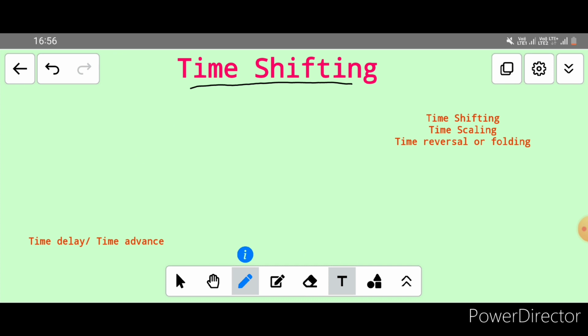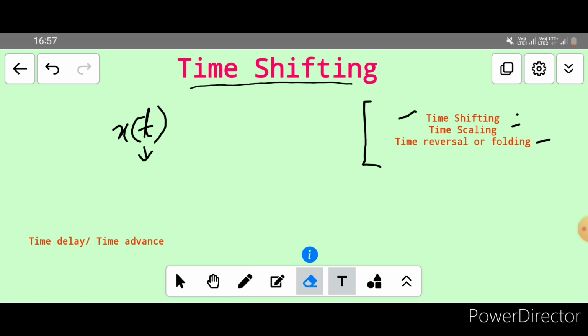Today we are going to learn about what is time shifting of continuous time signal and discrete time signal. Suppose x(t) is a continuous time signal having independent variable time t, then it can undergo some basic transformation in its independent variable, and these transformations are time shifting, time scaling, and time reversal. In this video, we are going to learn about time shifting of continuous time and discrete time signal.